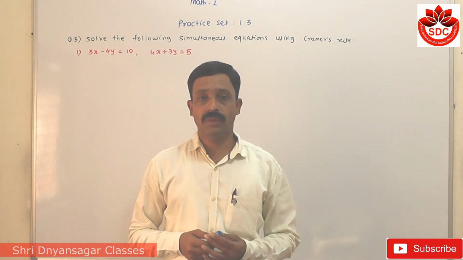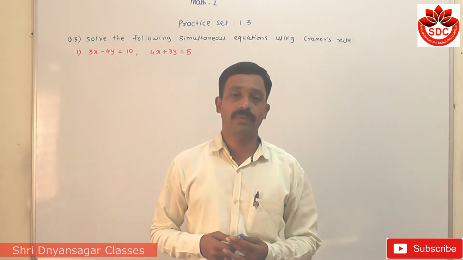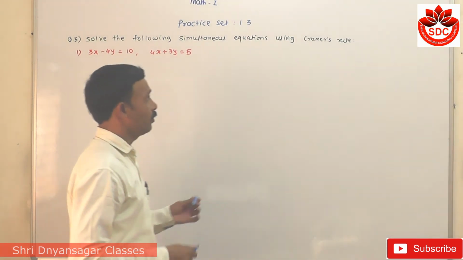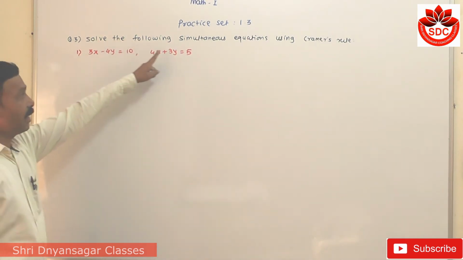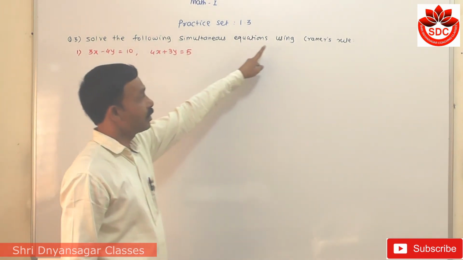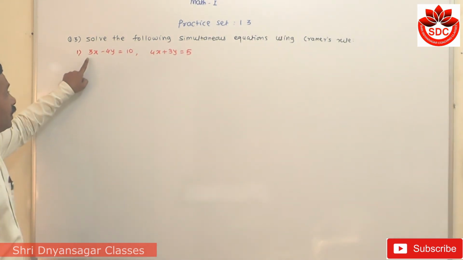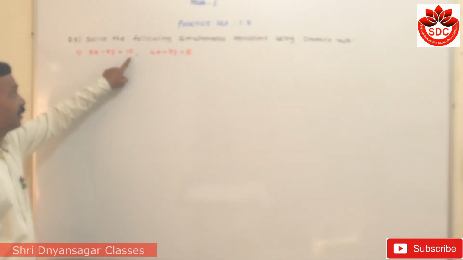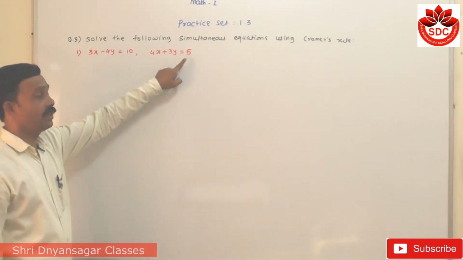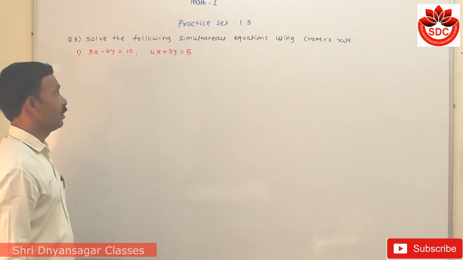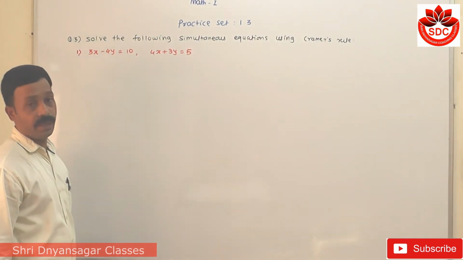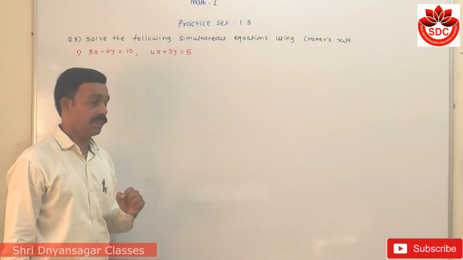Okay, then we take question number 3 of practice set 1.3. Now question 3 is: solve the simultaneous equations using Cramer's rule. The first question is 3x minus 4y is equal to 10, 4x plus 3y is equal to 5. Now students, these are simple examples and very important, and can be asked in your examination.